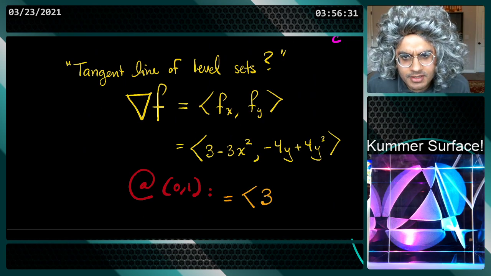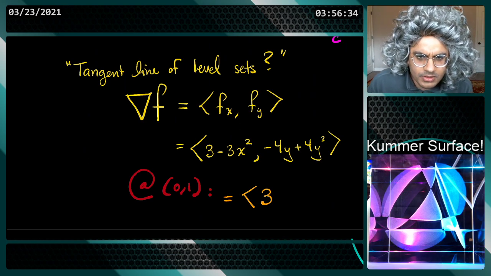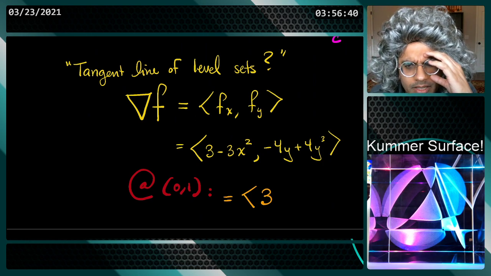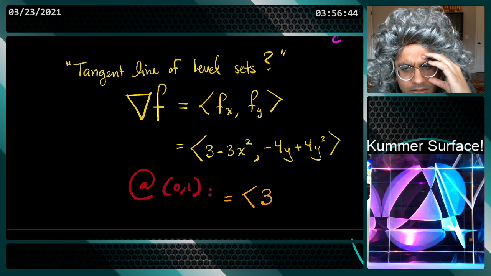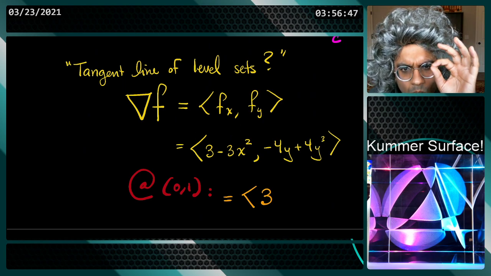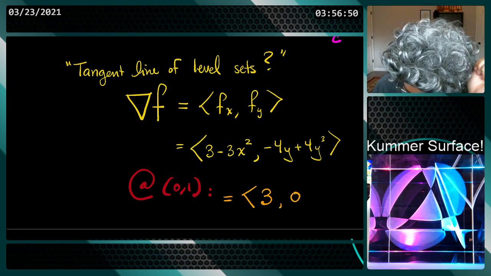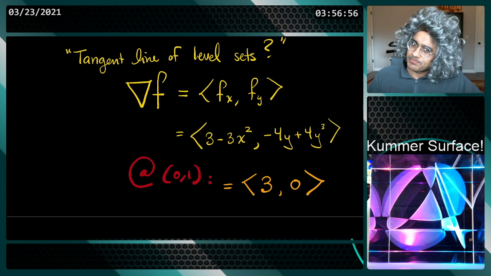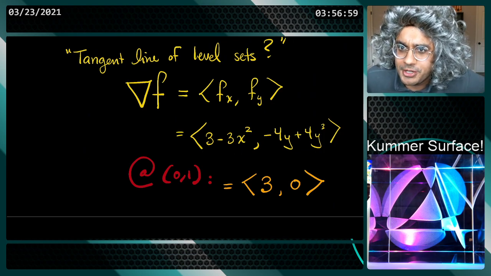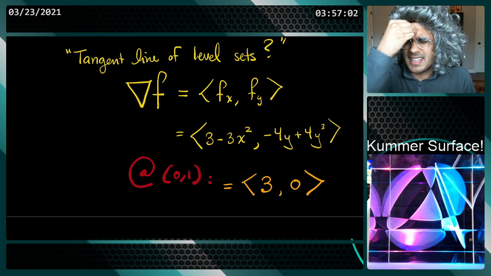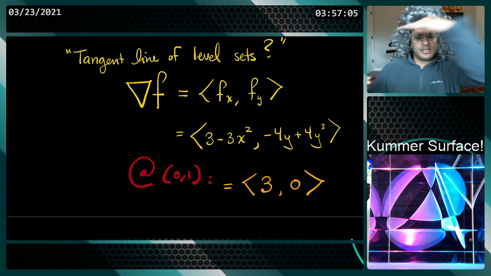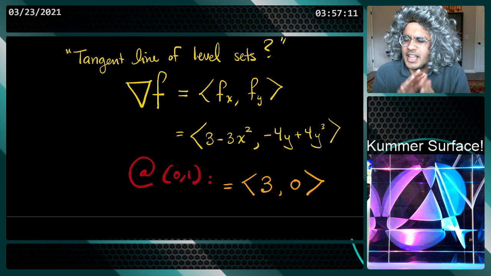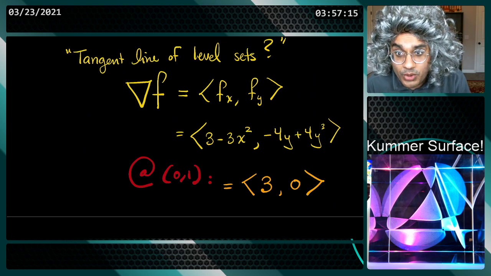3 in the x direction, and zero in the y direction. This is the gradient vector. Now everyone, imagine the vector 3, 0 in your mind. Which way is that thing going? It's got 3 x component. It's going right, right. No y component. It's going straight sideways to the right. Gradient.